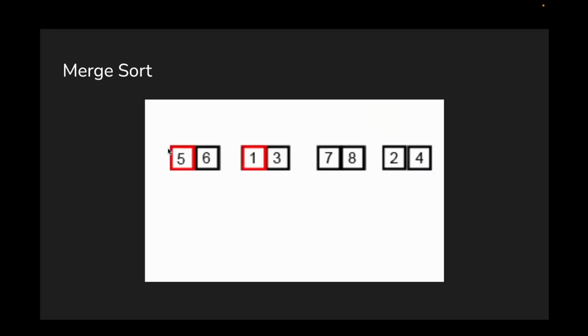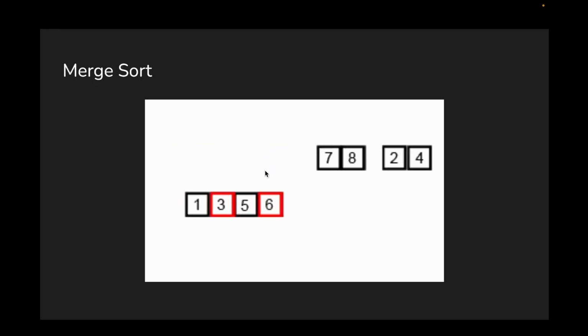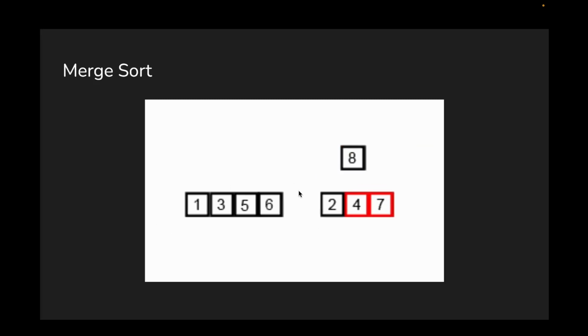And then we merge these 2 arrays. So we compare the values. We get 1, 3, 5, 6 because we merged those 2 arrays. And then for this one, we know we're going to get 2, 4, 7, 8. And then we're going to merge this one and this one.